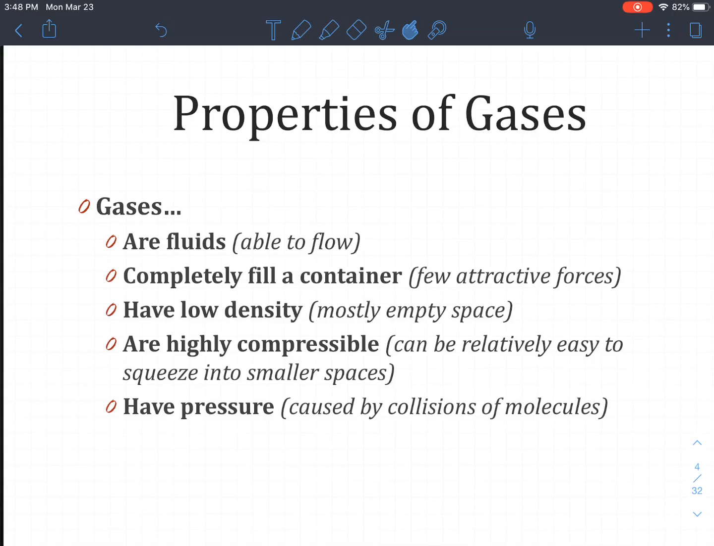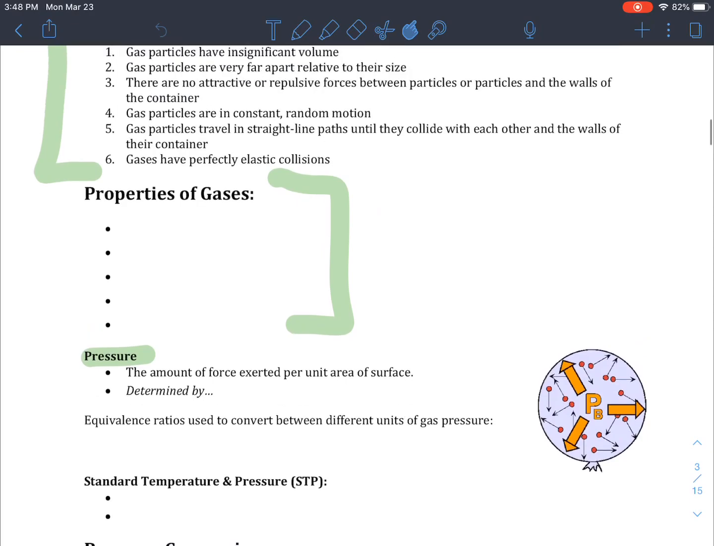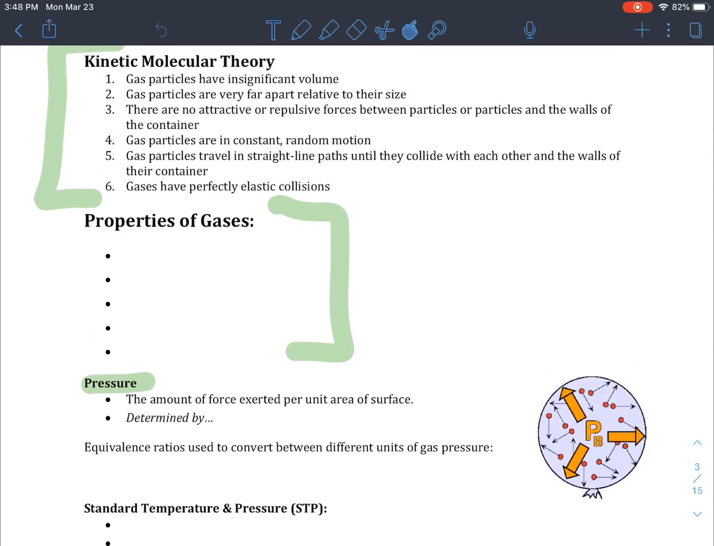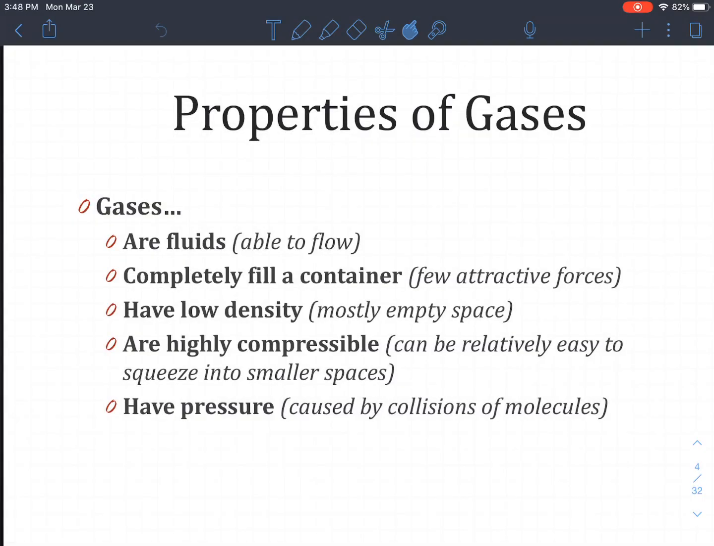You guys can be filling in that area of your packet, so that area on the center of the page there as I go through this. So some properties of a gas is that they're fluid. So for instance, we've been using a lot of Lysol recently, or maybe you have an air freshener in your house. So what it means when gases are fluid is that they are going to flow and fill whatever container that they're in. They move around and they end up filling the space.